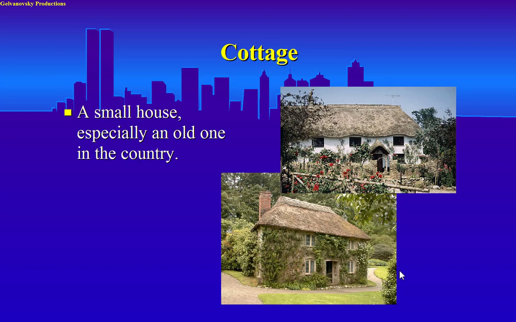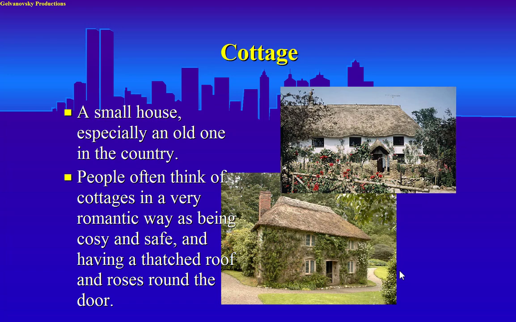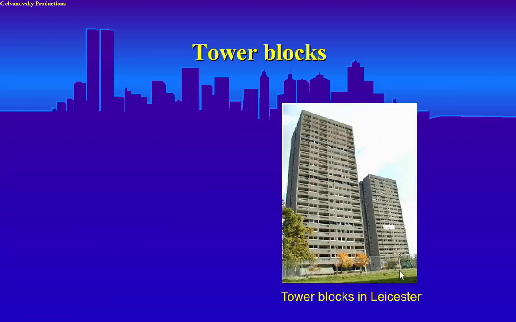Cottage. A cottage is a small house, especially an old one in the country. People often think of cottages in a very romantic way, as being cozy and safe and having a thatched roof and roses round the door. Tower blocks. This is a tall block of flats or offices.